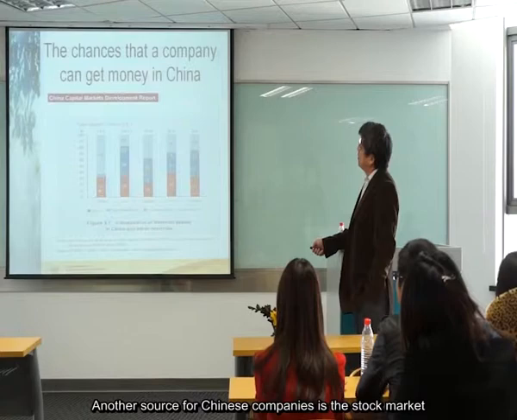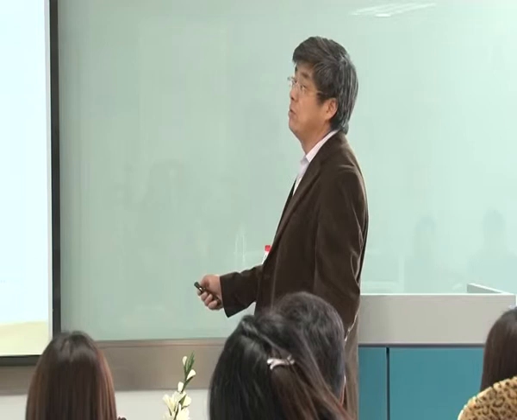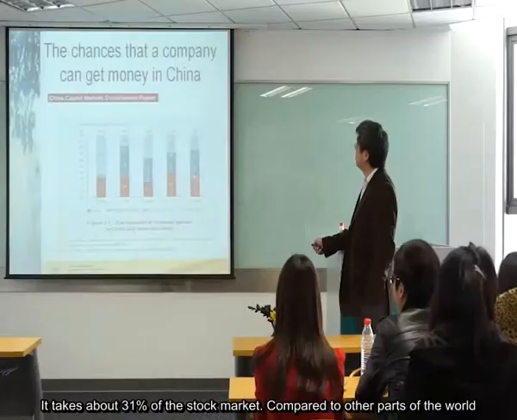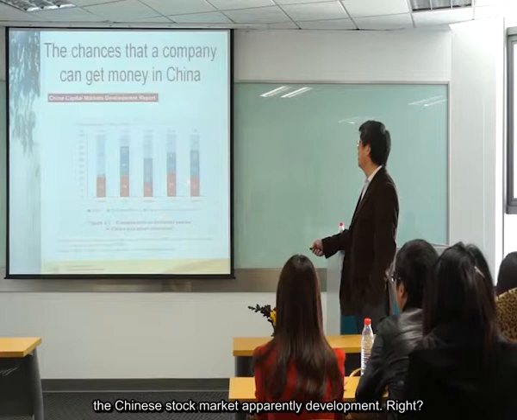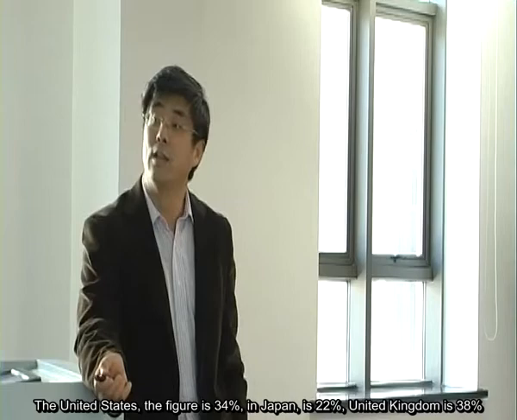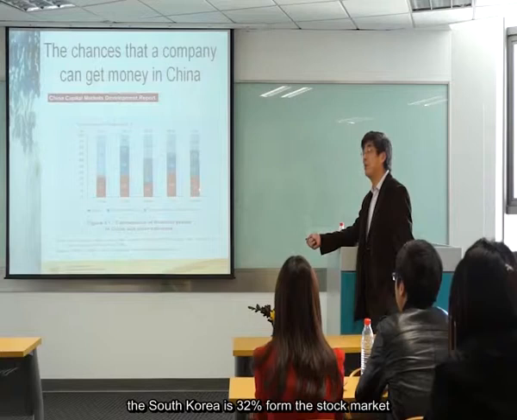Another source for Chinese companies is the stock market, which means the company can issue stock in the stock market to collect money. It takes about 31%. Compared to other parts of the world, the Chinese stock market is still developing, right? In the United States, the figure is 34. In Japan, it's 22. The United Kingdom is 38. Korea, which is South Korea, not North Korea, is 32% from the stock market.